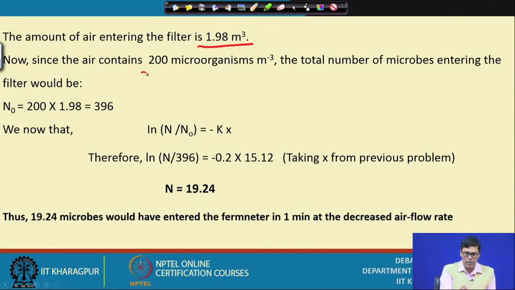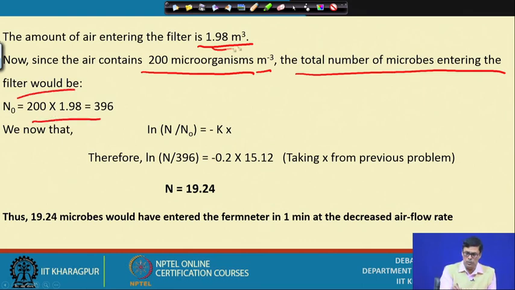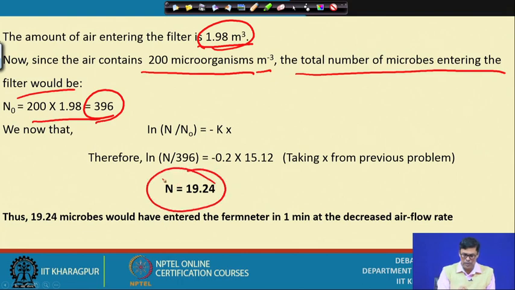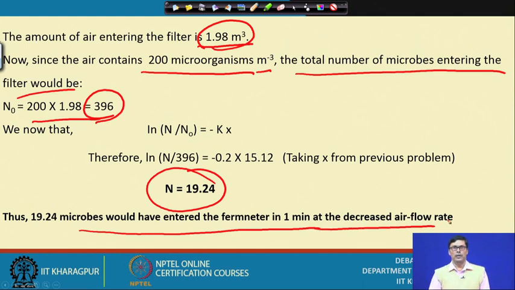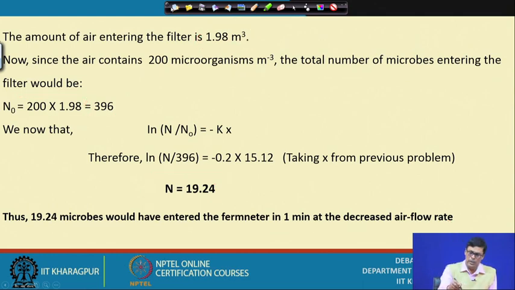Now, the air contains 200 microorganisms per cubic meter. The total number of microorganisms entering would be how much? We know this volume, so we can easily find out the N0 value. Now, if you know the N0 value, we know the N value, and we can easily find out how much organism will be leaving the filter. So, 90 is the number of microorganisms that entered the fermenter in 1 minute at the decreased air flow rate. So, this we can do very easily.